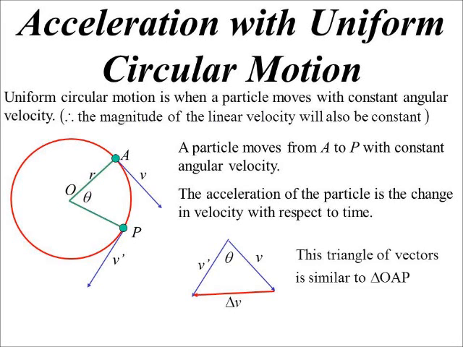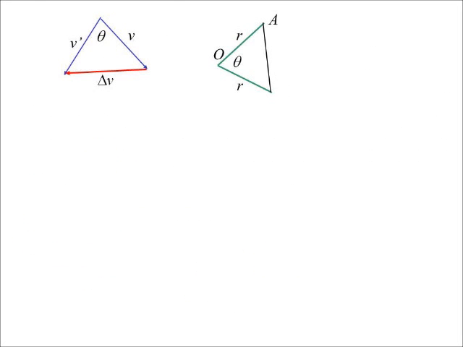But that triangle will be similar, therefore, to triangle OAP. Because of the angles theta, remember the size of V and V dash we said were equal. Well, in our triangle OAP, they're both radii. So they're both isosceles triangles with the angle theta being at the top. Okay. So I can play around with the ratio of sides in similar triangles. So change in V, whatever the length of that red vector is, over AP would be the same as V over R. Rewriting that, the change in velocity will be V times AP over R.